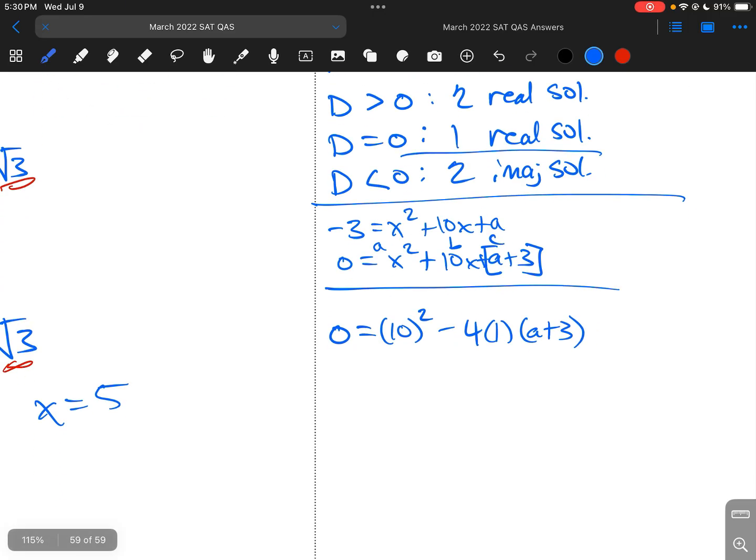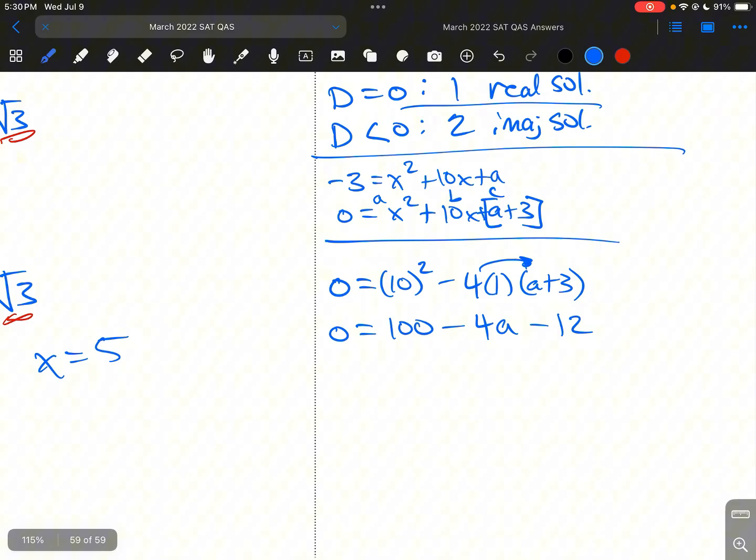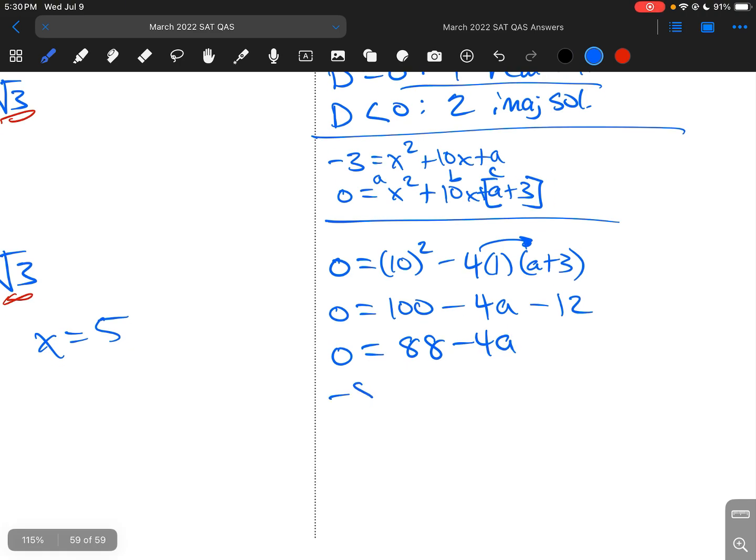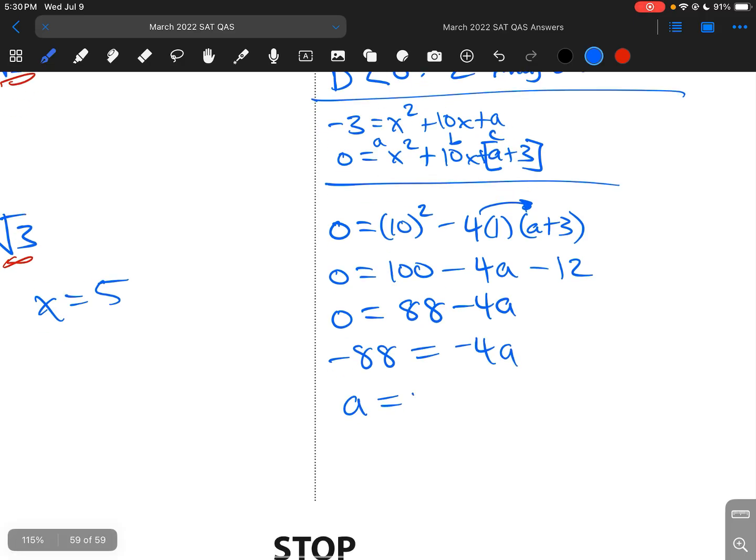And just solve for a. So 0 is equal to 100 minus, so I'm going to distribute this over, minus 4a minus 12. So 0 is equal to 88 minus 4a. So negative 88 is equal to negative 4a. A is equal to 22.